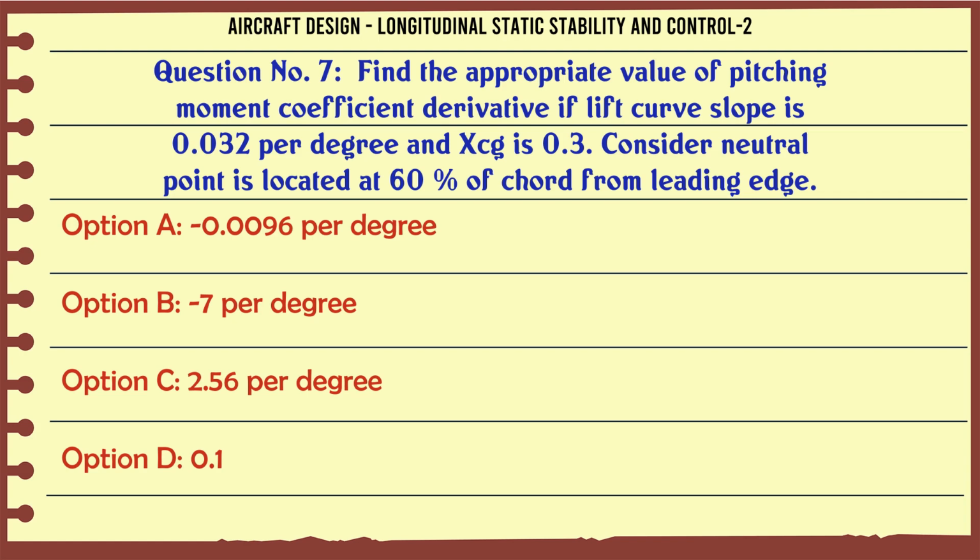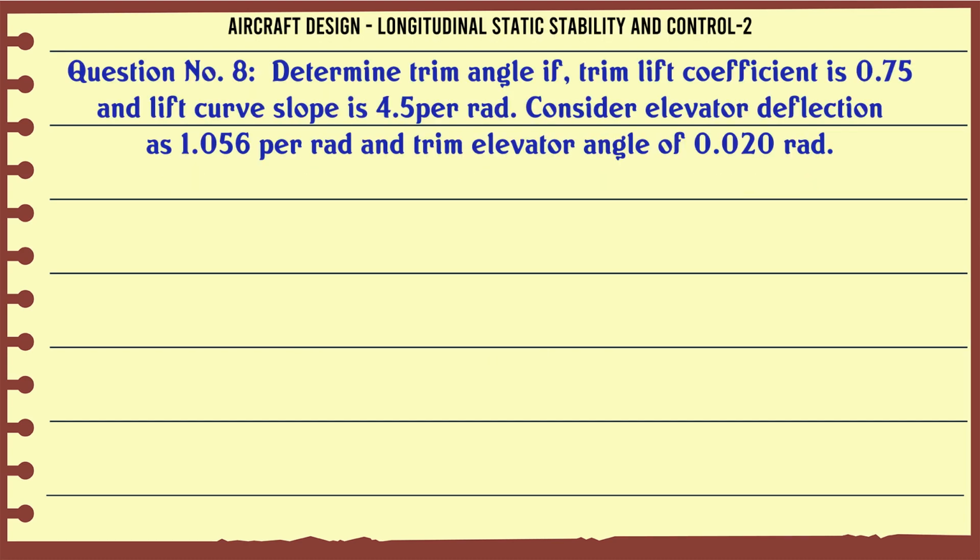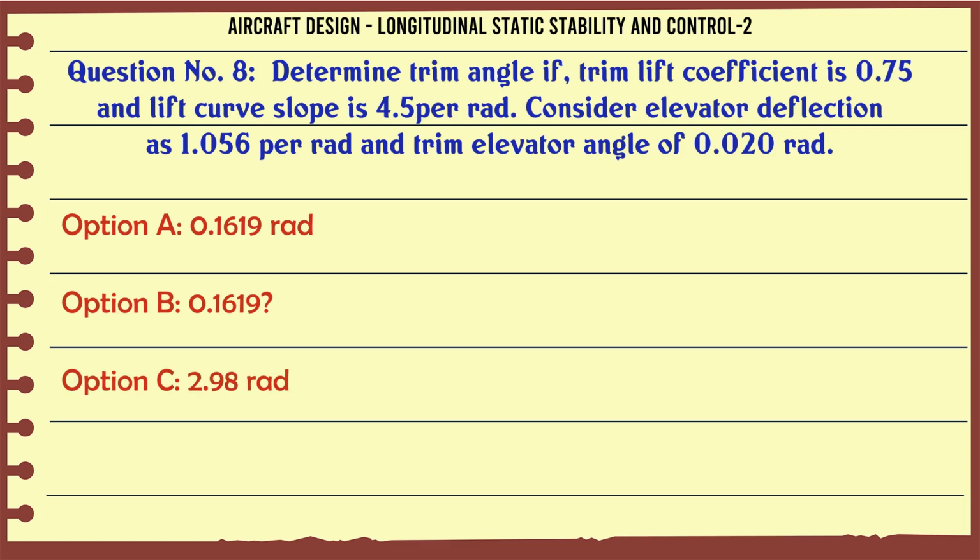A: 0.0096 per degree, B: 7 per degree, C: 2.56 per degree, D: 0.1. The correct answer is 0.0096 per degree. Determine trim angle if trim lift coefficient is 0.75 and lift curve slope is 4.5 per rad.